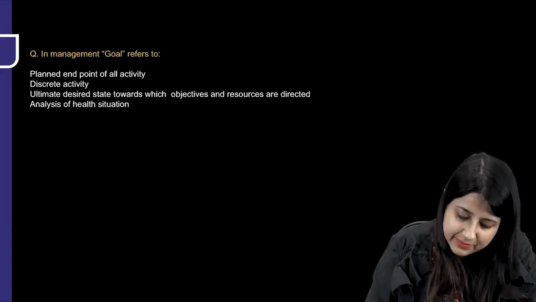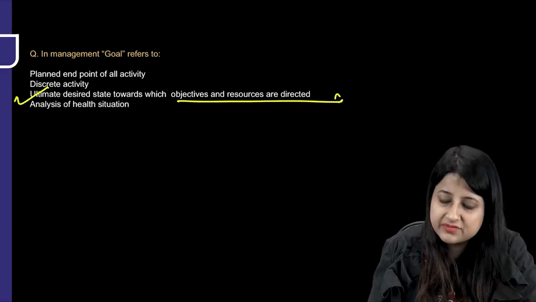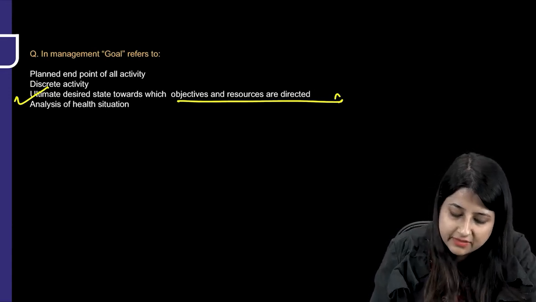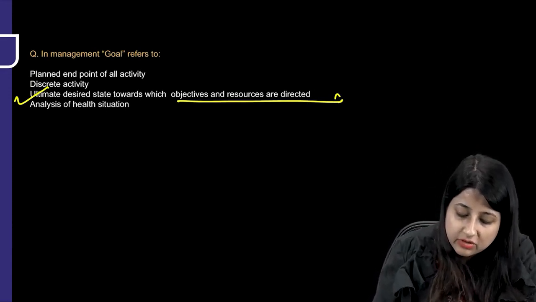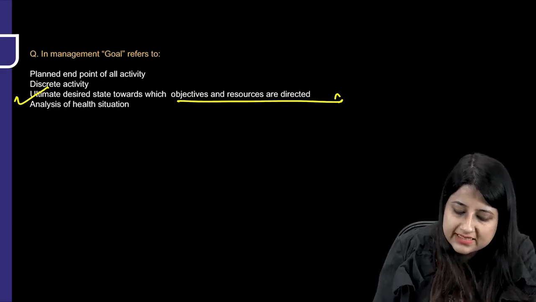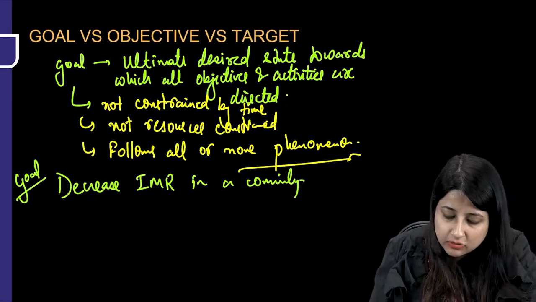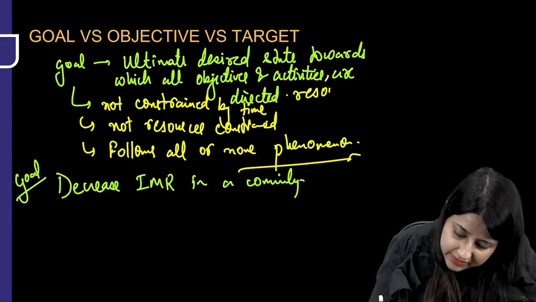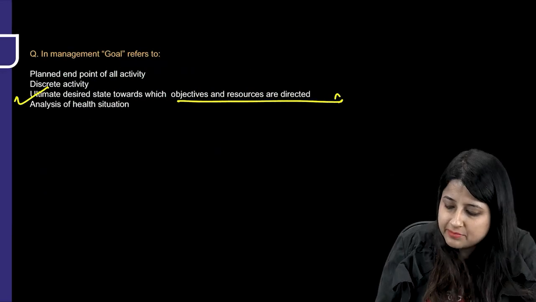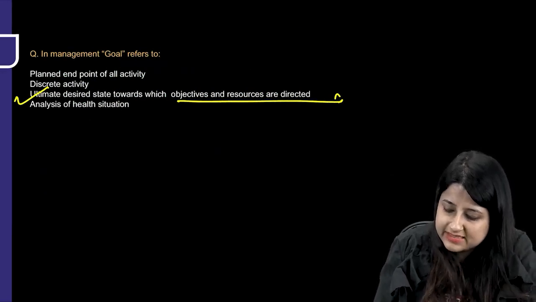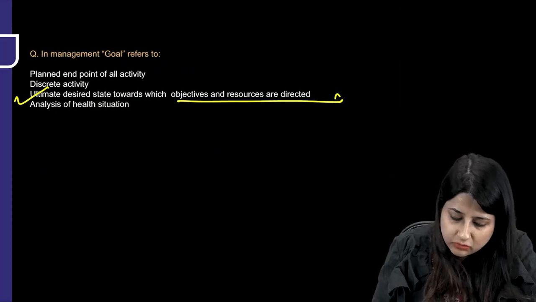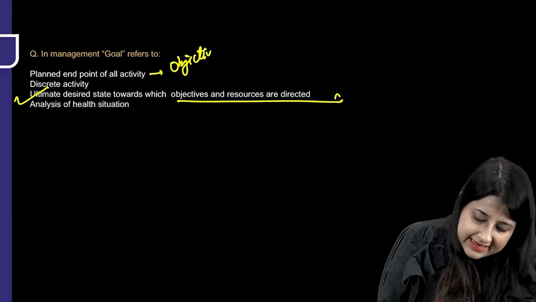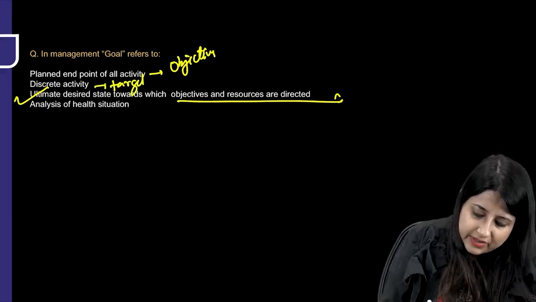Goal refers to the ultimate desired state towards which all our objectives and resources are directed, okay. If you read the definition, we have written what is goal. Goal is something towards which all objectives, activities, and also resources, all my money, manpower, material is directed, okay. So that is what is known as goal. The planned endpoint of all activity is objective, okay. And discrete activity is like doing a target.